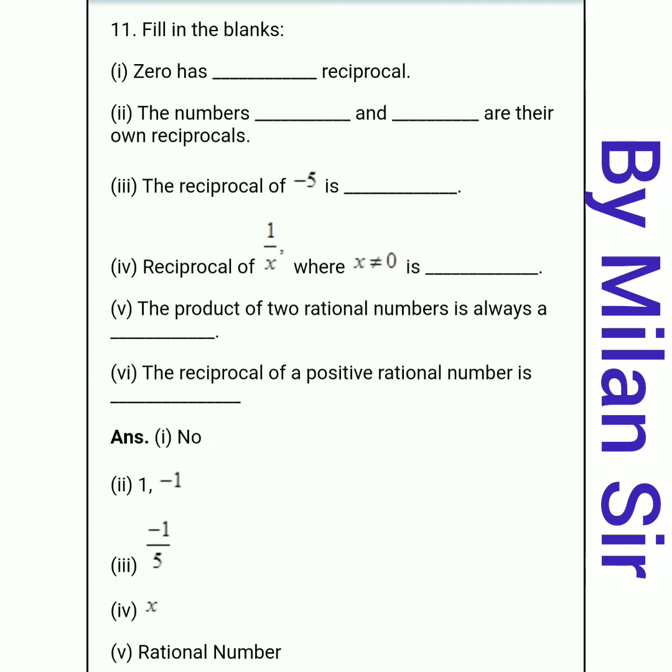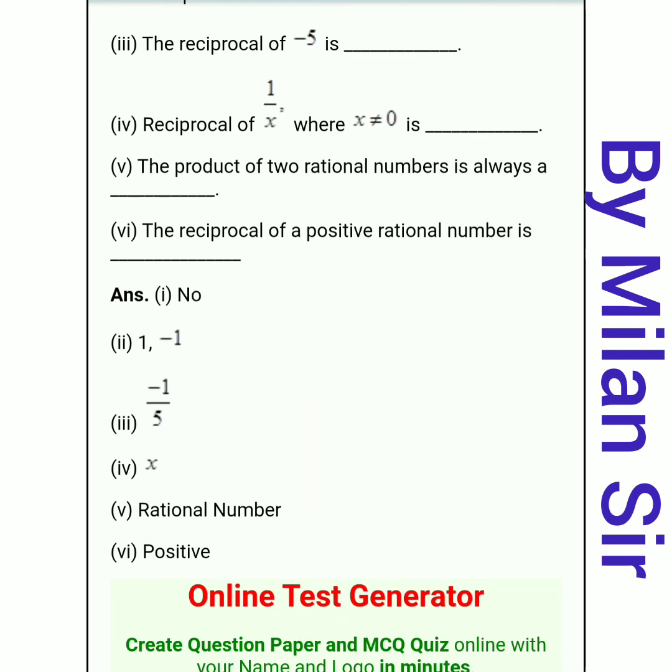Last, the reciprocal of a positive rational number. Now in a reciprocal, we do not need to change the sign, right? So the reciprocal of a positive rational number is always a positive rational number, and the reciprocal of a negative rational number is always a negative rational number. Okay, because we do not need to change the sign. So here the reciprocal of a positive rational number is positive. Okay, so the answer is positive.